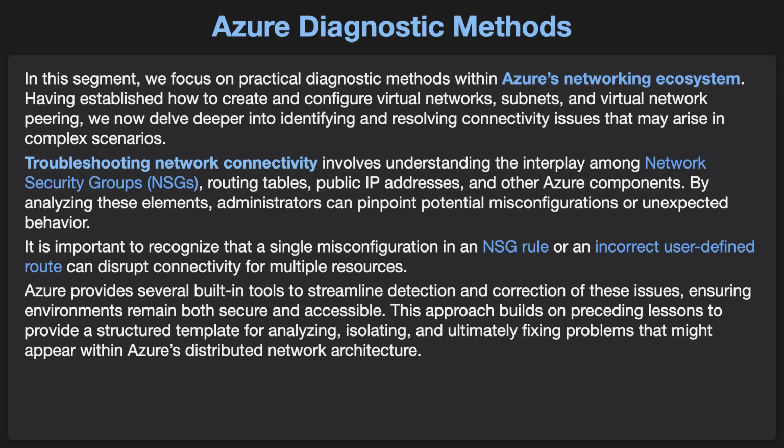It is important to recognize that a single misconfiguration in an NSG rule or an incorrect user-defined route can disrupt connectivity from multiple resources. Azure provides several built-in tools to streamline detection and correction of these issues, ensuring environments remain both secure and accessible. This approach builds on preceding lessons to provide a structured template for analyzing, isolating, and ultimately fixing problems that might appear within Azure's distributed network architecture.